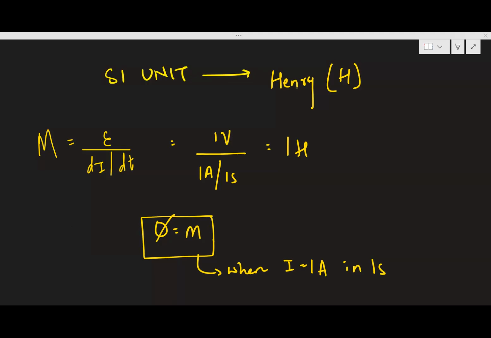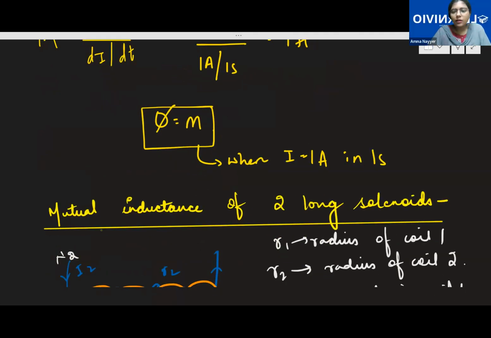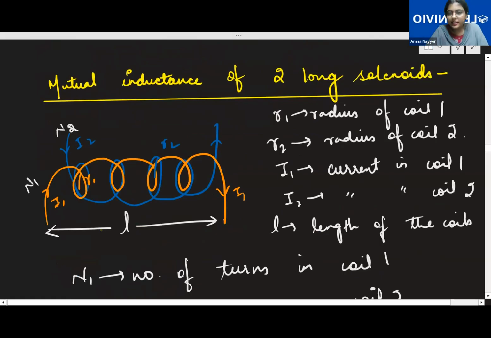Yes. E is the induced EMF. E is equal to M di over dt. From that formula only this has been written. Now the last derivation, if two solenoids are present.